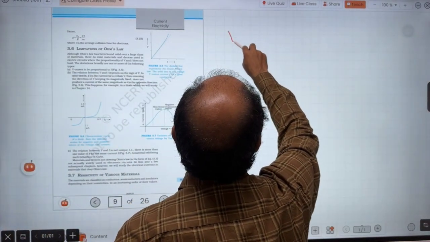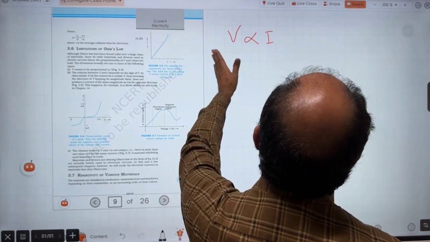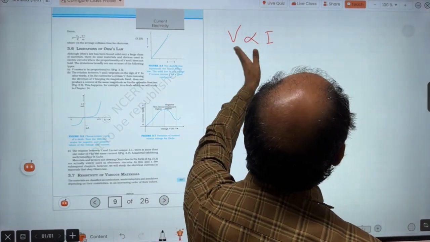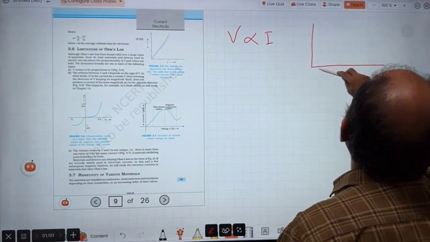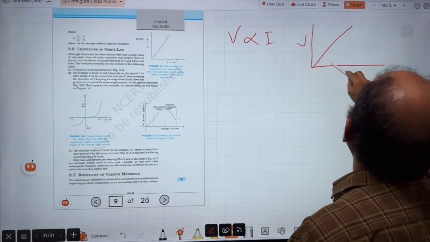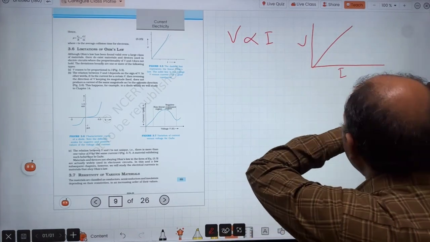Ohm's law reads as V proportional to I, which means an increase in V will cause an increase in current, and we know the graph is like this. If this is V and this is I, it is a straight line graph. So here we say this is Ohm's law.